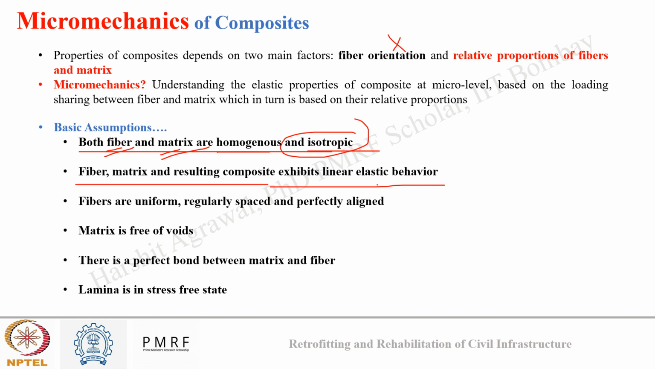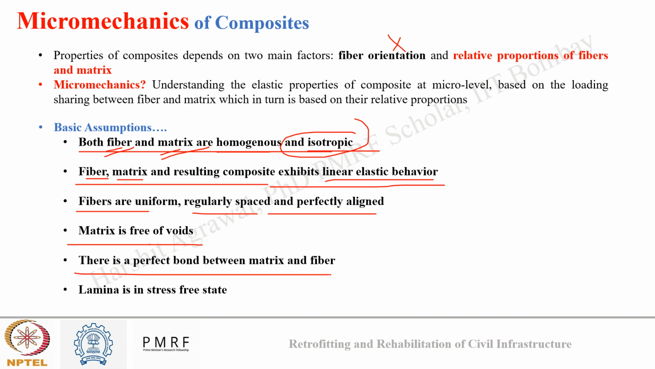So this point we have seen earlier also. Fiber and matrix both exhibit linear elastic behavior, and that is what we'll assume right now also. Fibers are uniform, regularly spaced, and perfectly aligned. So this is one assumption we'll make. Matrix is free of void, so there is no void inside the matrix. So the total volume of the composite is equal to the volume of fiber and the volume of matrix part.